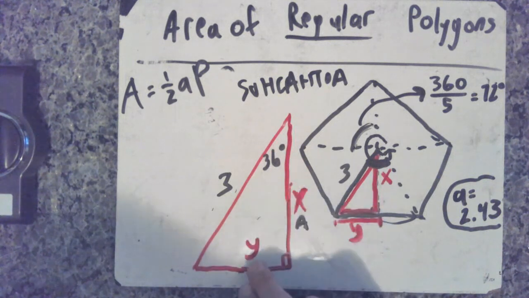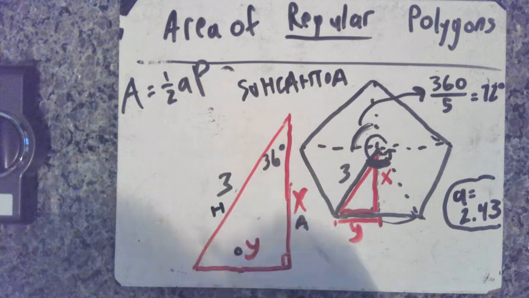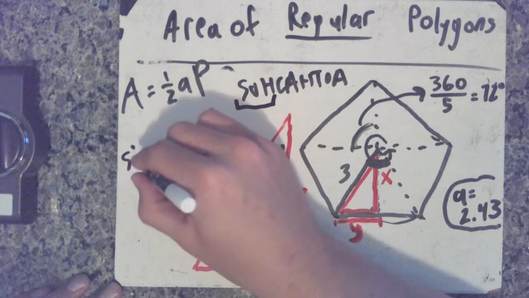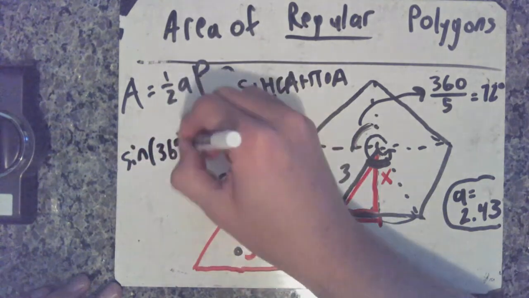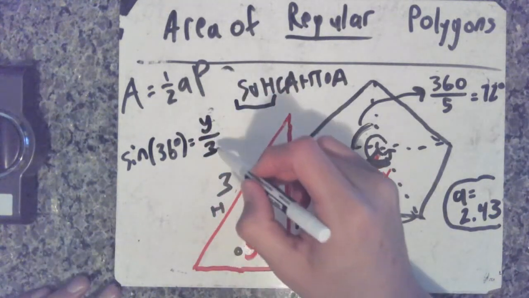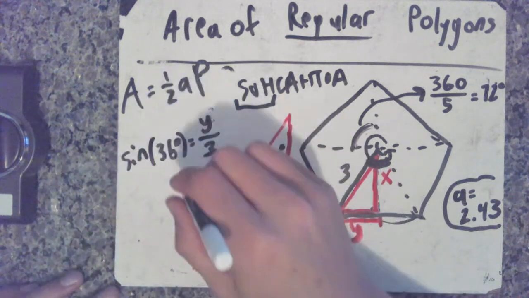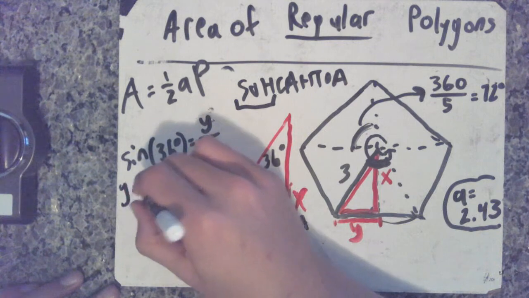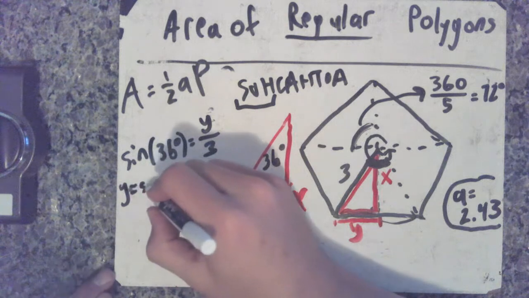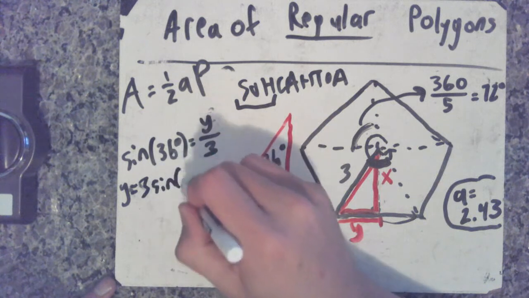So compared to 36, this side is the opposite. And then this one remains my hypotenuse. So this time we're going to use sine. Sine of 36 is equal to y over 3. Now again, since 3 is on the bottom, you have to multiply both sides by 3. Remember that part varies. So y is equal to 3 sine of 36.